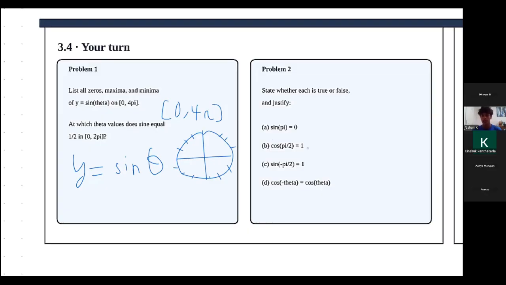And remember, we went over this last class. Negative pi over 2 is the same as, we have to subtract, 2 pi minus pi over 2 because it's negative. That equals 3 pi over 2. So we're going from our starting point down pi over 2 units, and then that is 3 pi over 2. You have to check that equals 1. You have to say if cos of a negative angle equals the cos of that angle.